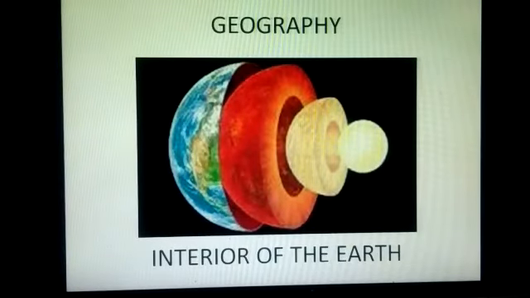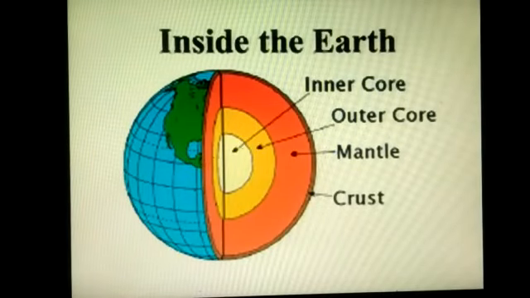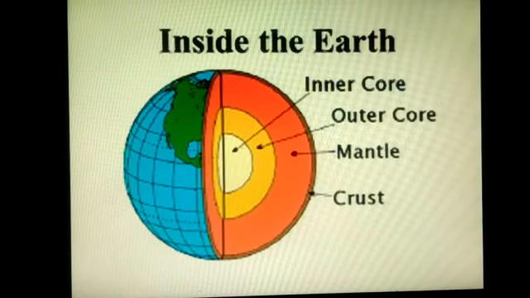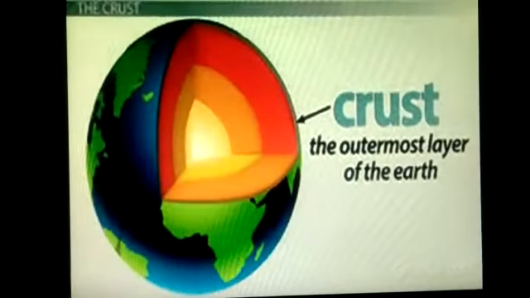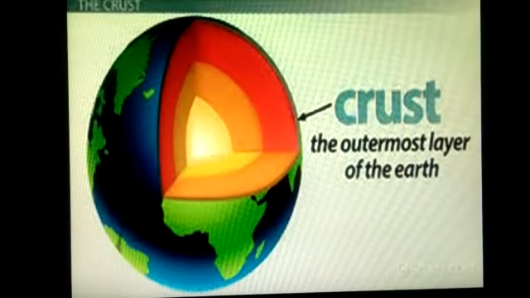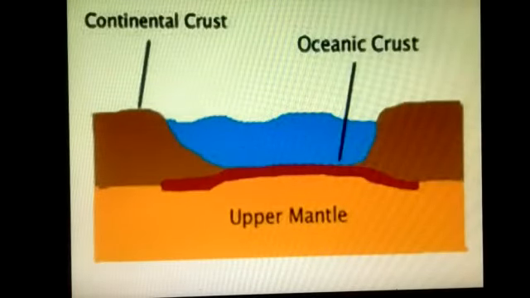Children, in the previous class we learned about the interior of the earth. Our earth is found to have three concentric layers: the crust, the mantle and the core. The crust is the outermost layer of the earth, and it is of two types: continental crust and oceanic crust.